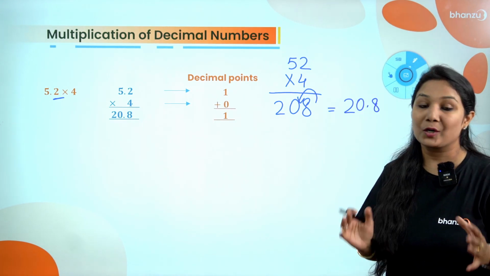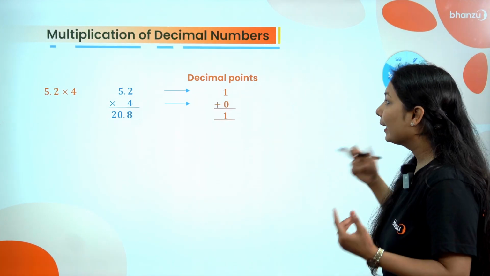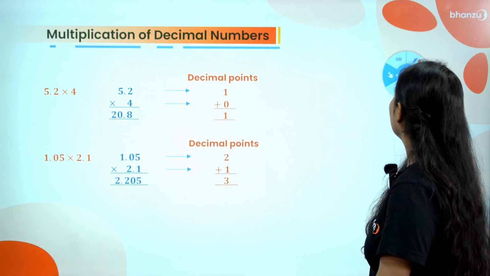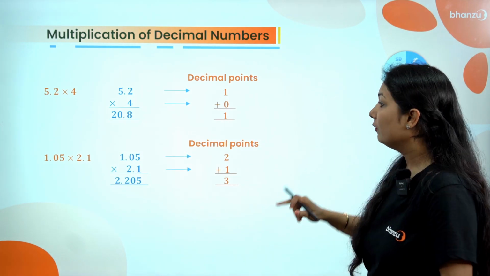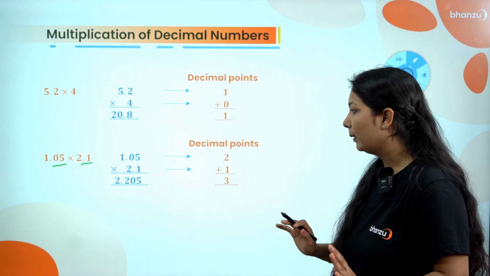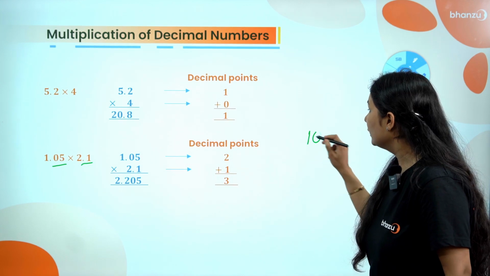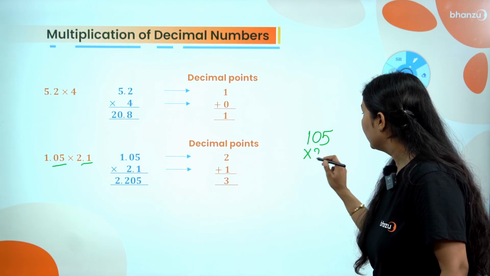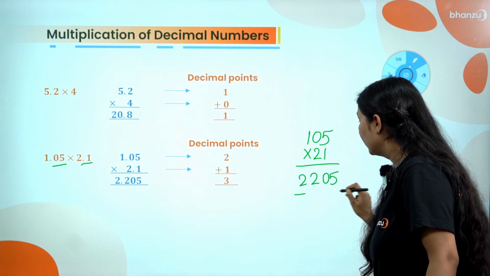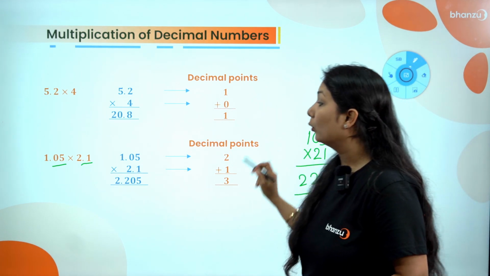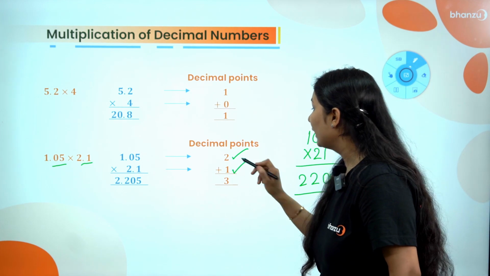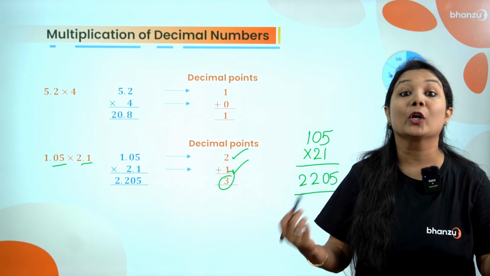Right? Got it? Let's see one more practice question. So what are we seeing? We are seeing the decimal points also. So over here now it's an interesting question where we have two numbers with decimal digits, right? So first we do normal multiplication of 105 into 21, which gives us the product as 2205, right? But then we have to count the decimal digits. So in the first one we have two decimal digits, in the second one we have one, so in total 3.